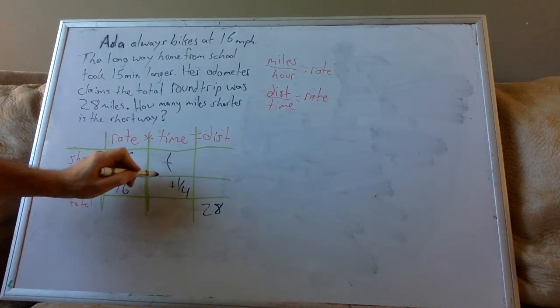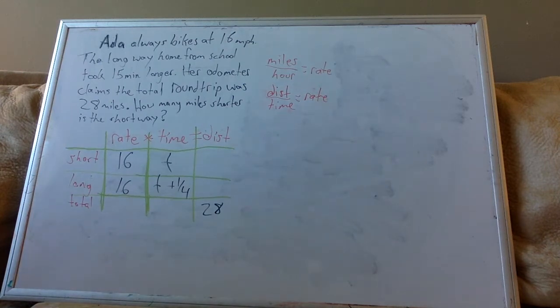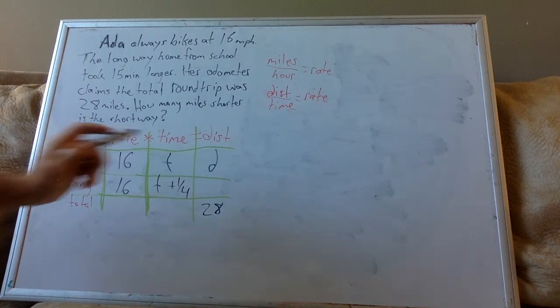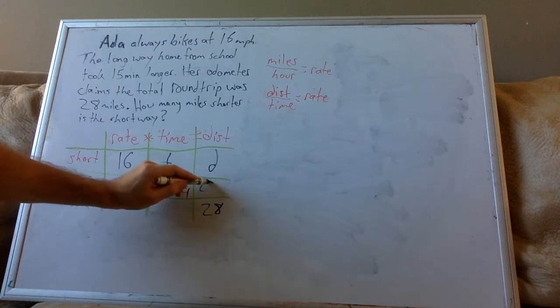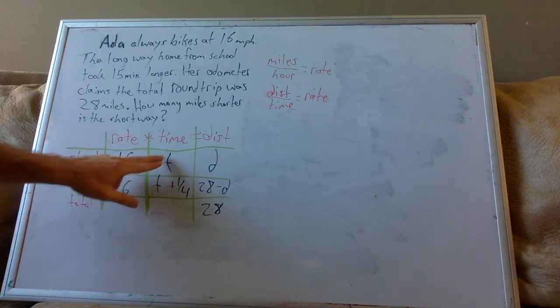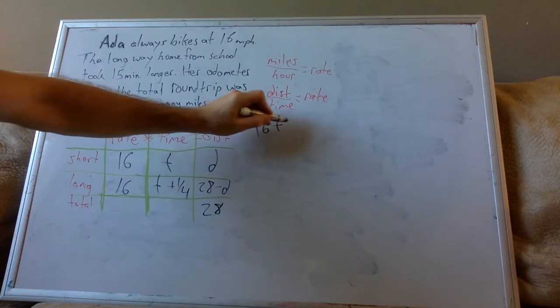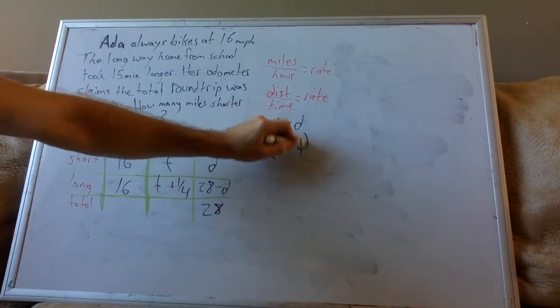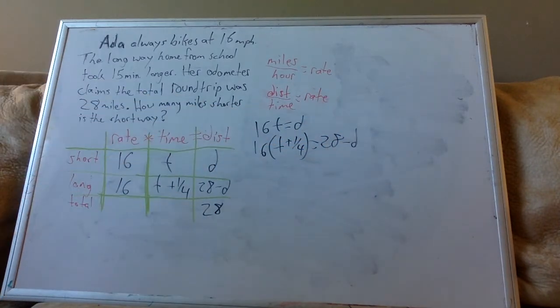So if I don't know what the time is, I do know the relationship between the times. And in the same way, I don't know the distance, but I do have a relationship between the distances, that when I add those two distances together, it gives me 28. Or another way to say that is, if I take one distance and subtract that from 28, I should get the other distance. Now we can develop a couple equations because we know that rate times time equals distance. So I have my rate times my time equals my distance, and here I have my rate times my time equals my distance. So now I have two equations with two variables.